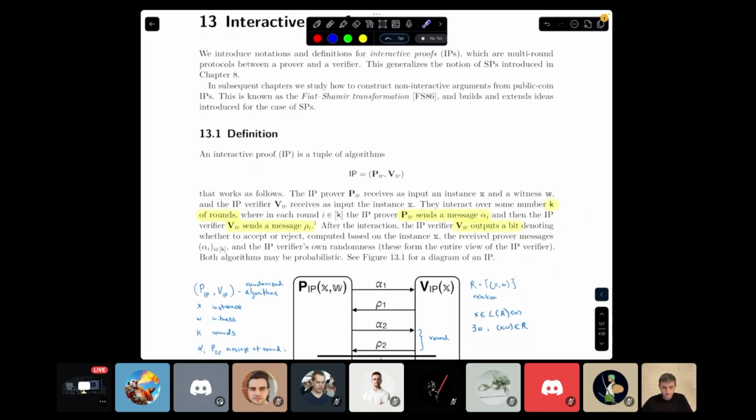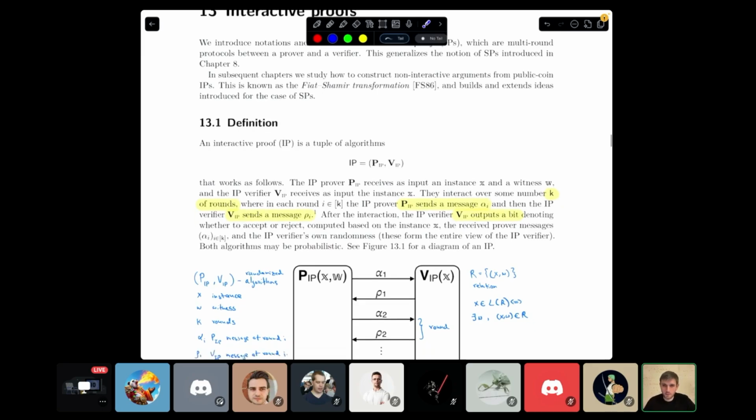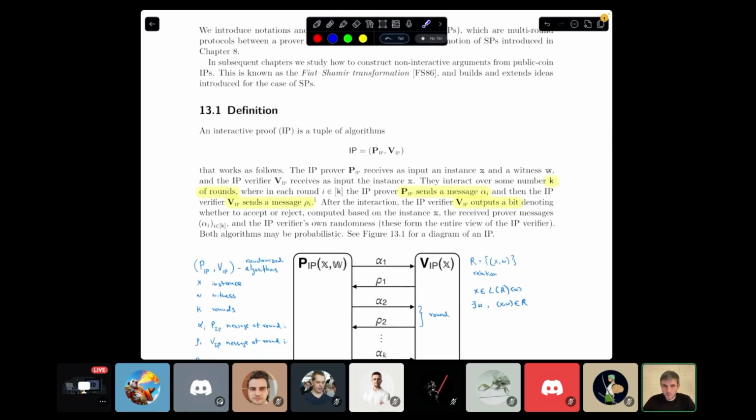Proofs are pretty ubiquitous in computer science, in particular in theoretical computer science, and I assume most of you have heard what they are. If you haven't, you've probably heard the name Sumcheck, which is the most well-known example of an interactive proof. In terms of definition, an interactive proof is a tuple of two algorithms: an algorithm for the prover and an algorithm for the verifier.